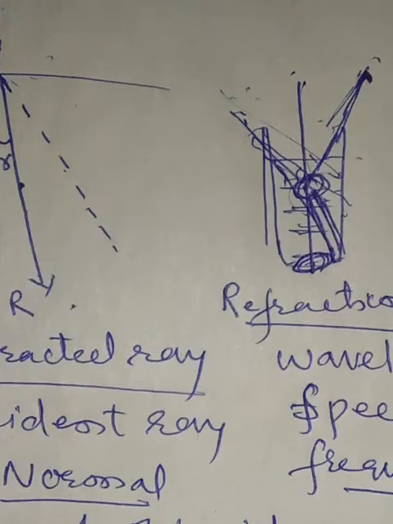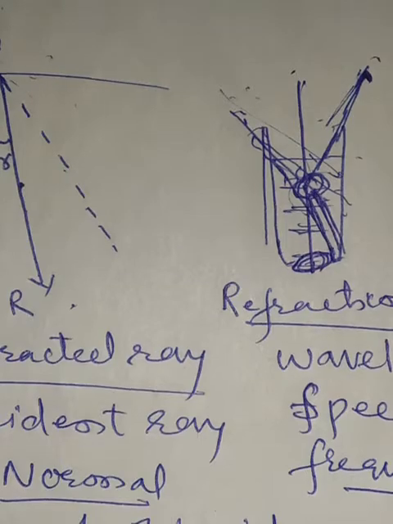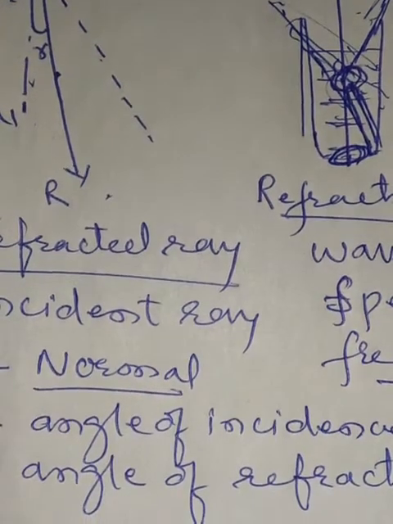Now see, in the first video we have seen about refraction. In the second video we will see the consequences of the refraction of light. What will happen because of the refraction of light? The first thing we are going to study is the lateral shift.